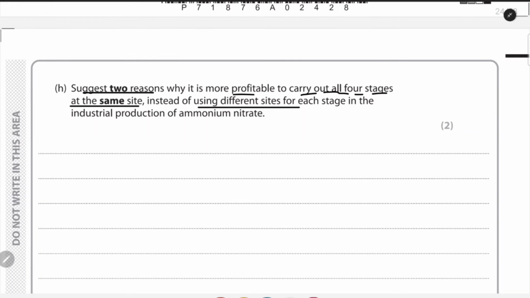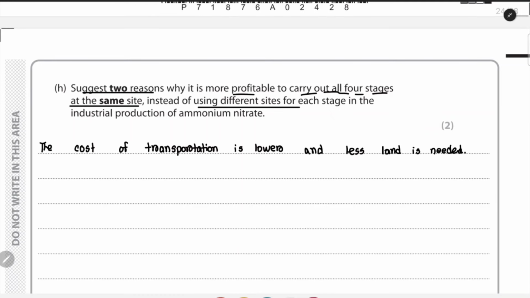The most obvious points to me would be the transportation cost. This is the most clear point over here, that we don't have to spend on transportation. The second point that would come to my mind would be about land, since less land would be required if we're doing it in the same site than spreading it out over a few different locations. And that's it for this paper.